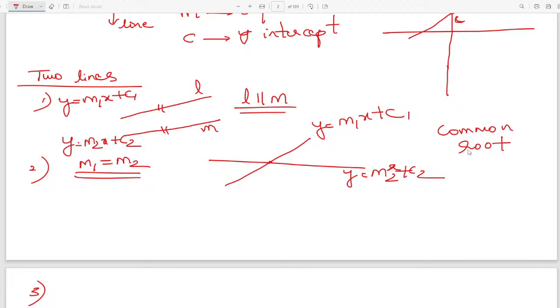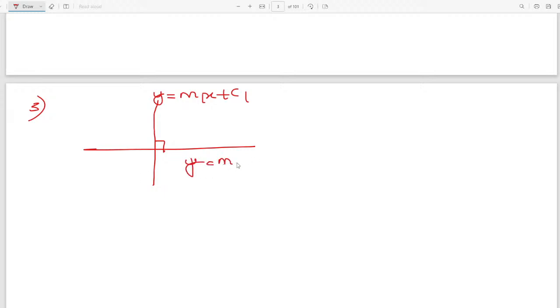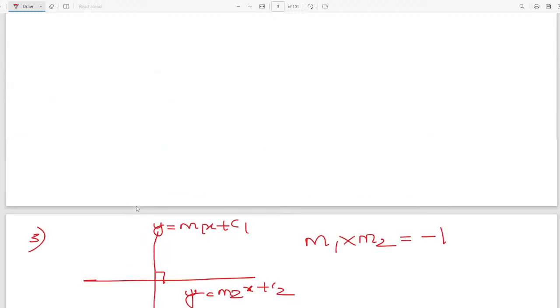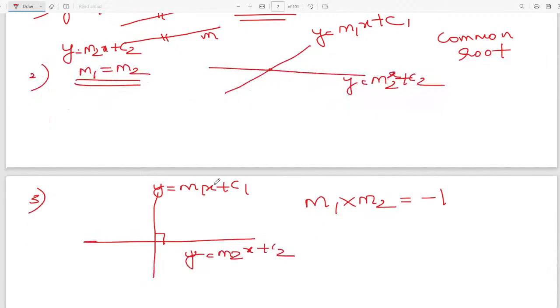If they are intersecting, then they'll have a common root. If two lines are perpendicular, that is if they are making 90 degrees, again with y = m1x + c1 and y = m2x + c2, then m1 into m2, the product of the slopes, will be equal to -1. So these are the basic concepts of two lines.